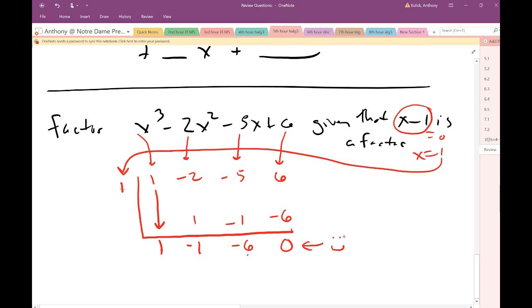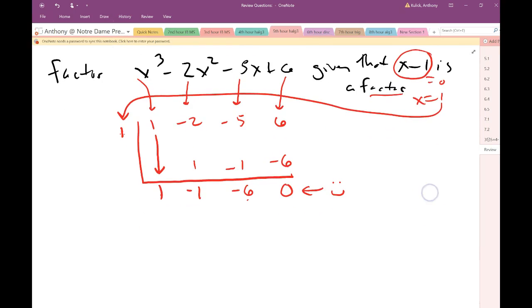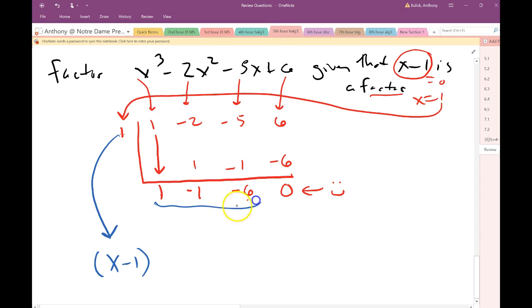For us to proceed, that has to give you 0, because you're told it's a factor. You absolutely should be getting a 0 there. So what this says is, because you got the zero remainder, the divisor is a factor, and the quotient is the other factor.